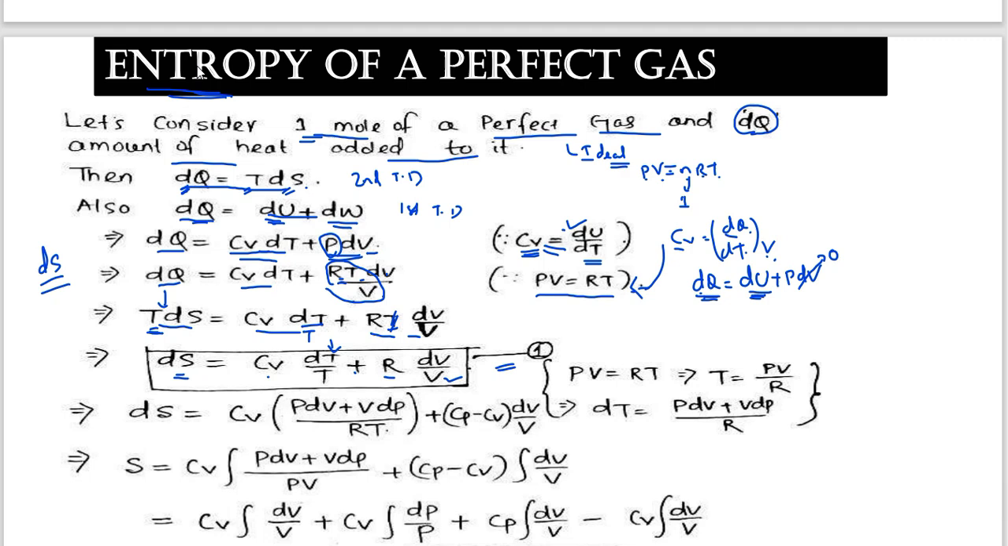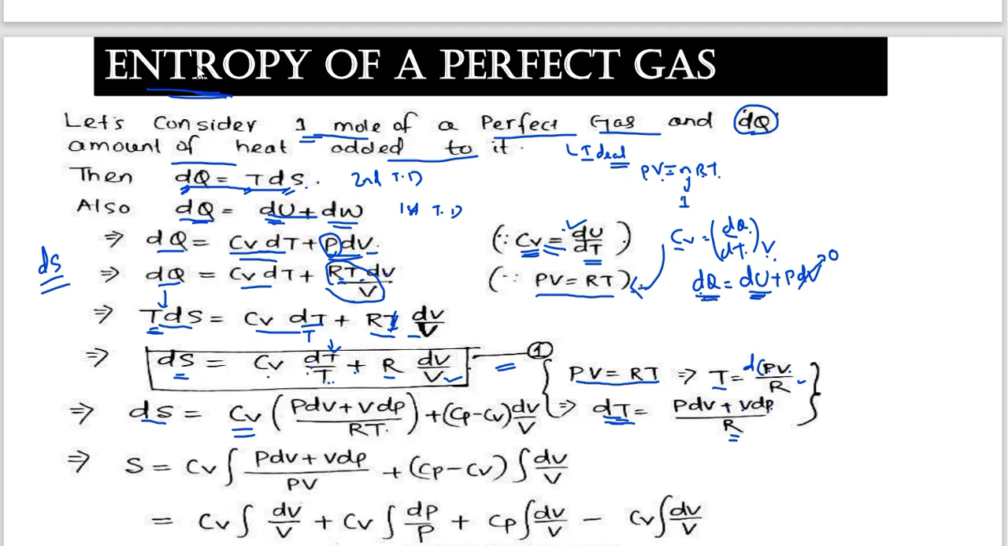Okay, so how can we derive? Now we have to integrate. So let's start. dS equal to Cv into dT by T. What is dT by T? Look at the right side part. PV equal to RT, so T is equal to PV by R. So dT will be P dV plus V dP by R, because R is constant. The differential of T is equal to the differential of the right side part PV.